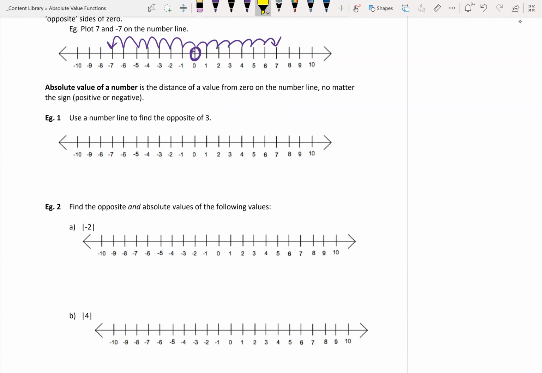Now the absolute value of a number is the distance of a value from 0 on the number line, no matter the sign, negative or positive.